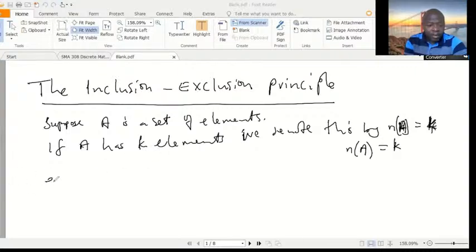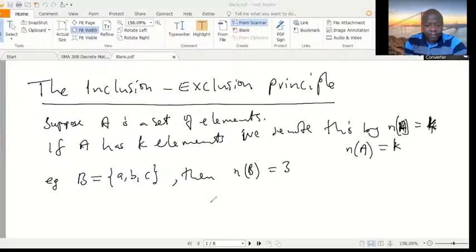Now, for example, if I have this set that has A, B, C, then I can say that the number of elements in it is 3. So that's how I'll be denoting the number of elements in a set.